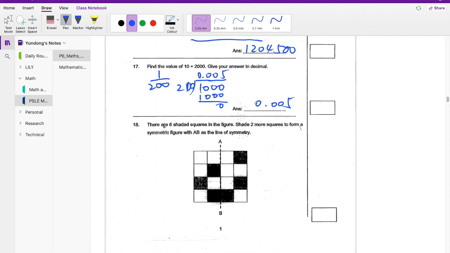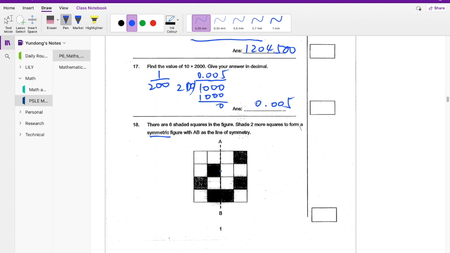Okay, for 18, there are 6 shaded squares in the figure. Shade 2 more squares to form a symmetric figure with AB as the line of symmetry. So the concept of this one is called symmetric, symmetric with a line. Some symmetry might be based on a line, or some are symmetric based on one point. Right?